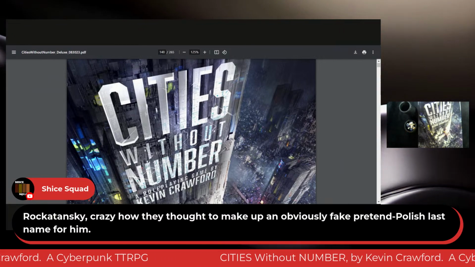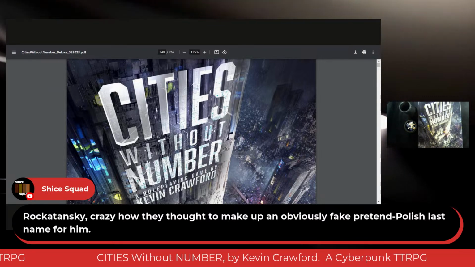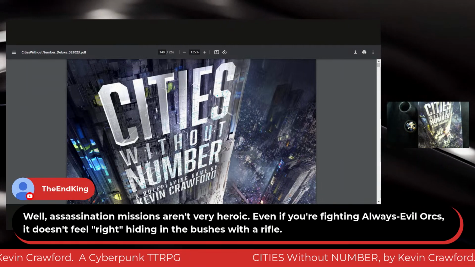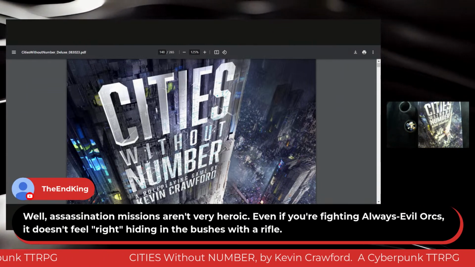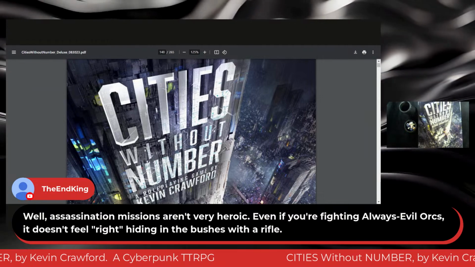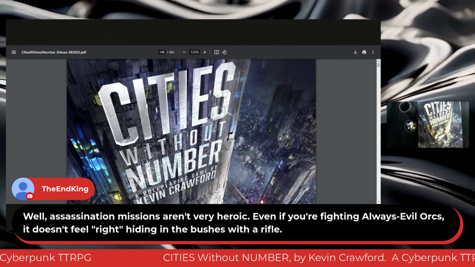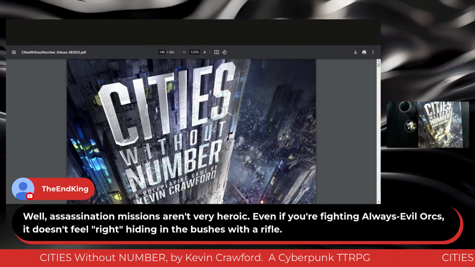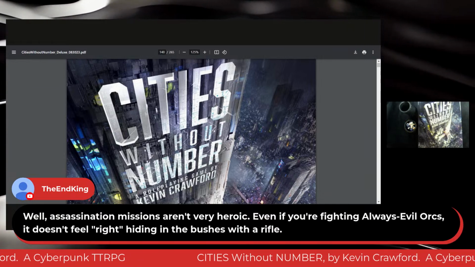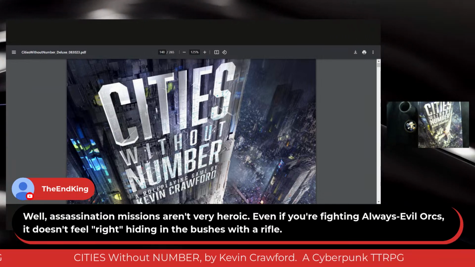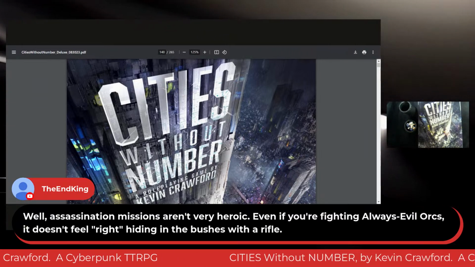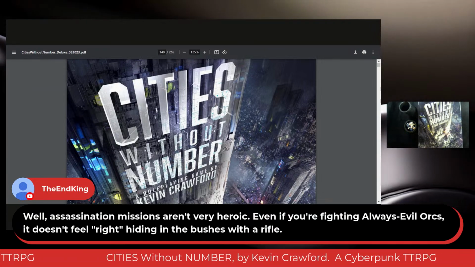N King says, well, assassination missions aren't very heroic. Even if you're fighting always evil orcs, it doesn't feel right hiding in the bushes with a rifle. I agree with you. Hell, how many times have we seen stories where the heroes have the opportunity to assassinate someone and they refuse to do so because, through ethics and morality, they're just like, this isn't even right. It's the whole concept of going back in time and killing someone that's a child because they're going to grow up to be this dangerous person. Yep.